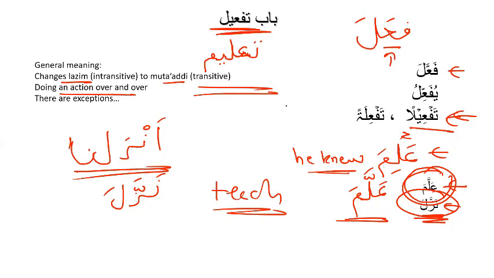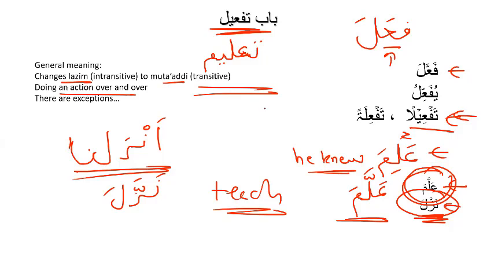This action of constantly teaching, what's that overall activity? What's the name of that activity? The name of that activity is ta'aleem. You see what I'm saying here? So allama is the verb. Ta'aleem is the name of that action. And that's why we say ta'aleem is the name. So ta'aleem is actually a noun.